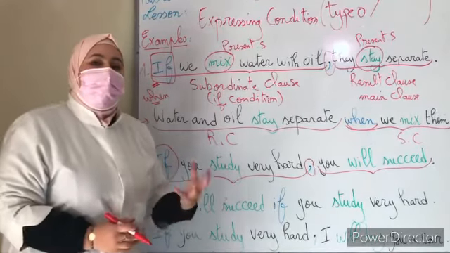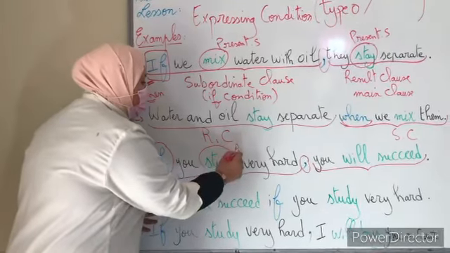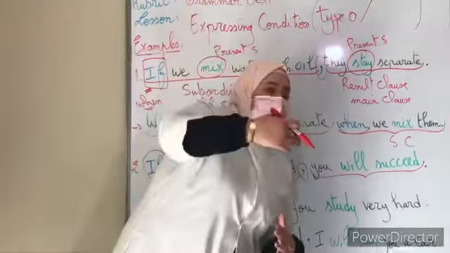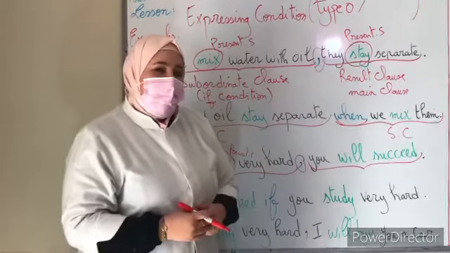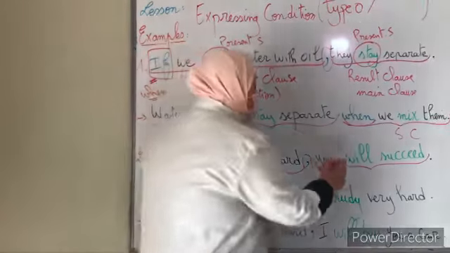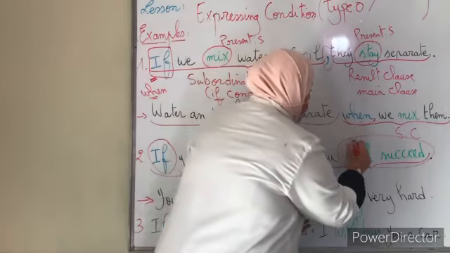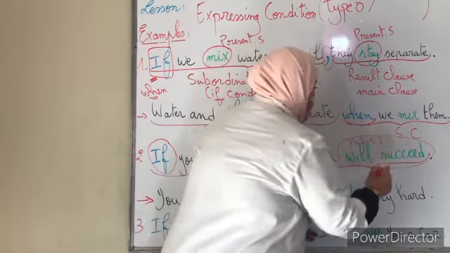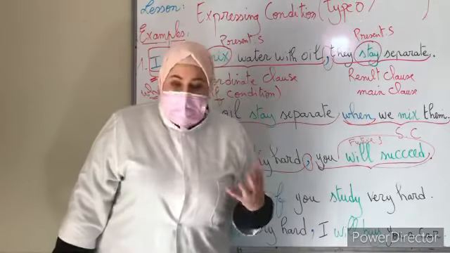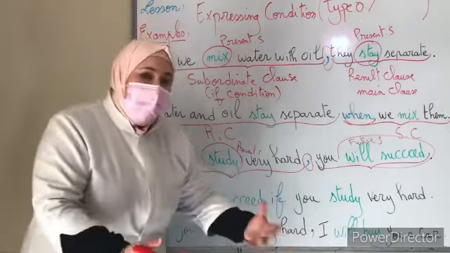Let's talk about tenses. You see that study here is in the present simple. You will succeed. Do you think that this is the present simple? Of course, no. I know that you are intelligent enough. So will succeed is not in the present, but it is in the future simple. Will is a modal verb, and of course it can be changed by other modal verbs. We can say that if you study very hard, you can succeed.